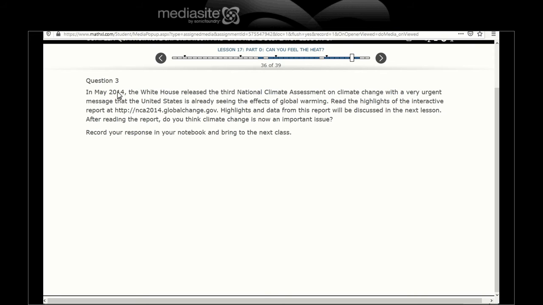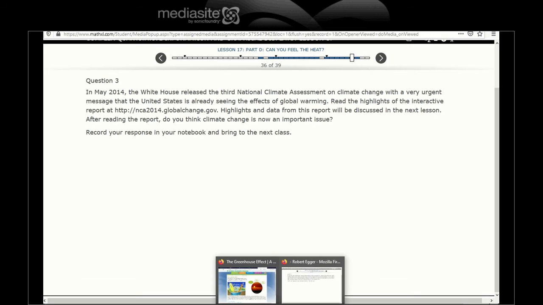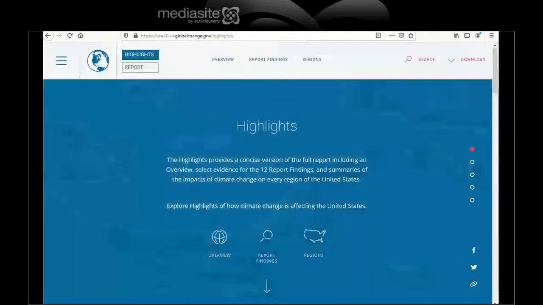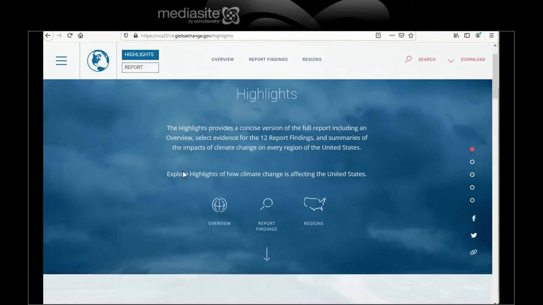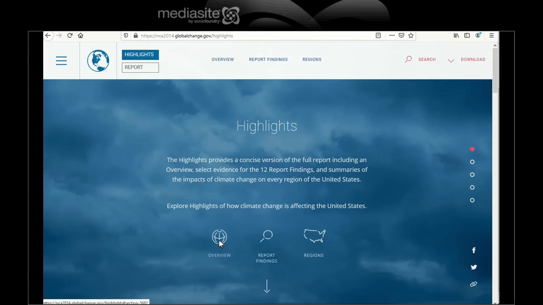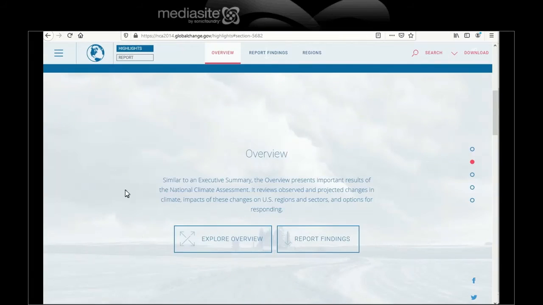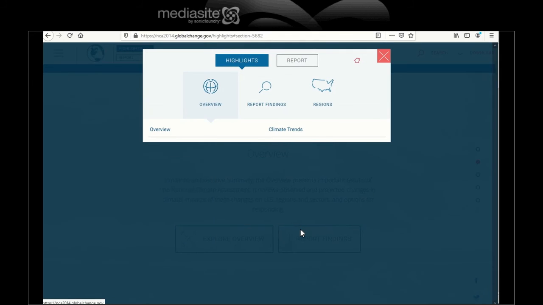All right, question 3. In May 2014, the White House released the National Climate Assessment. Read the highlights of the interactive report at the link. Highlights and data from this report will be discussed in the next lesson. After reading the report, do you think climate change is now an important issue? Let's go through the report. You plug in, this is what you get. And next we want the overview, similar to an executive summary.